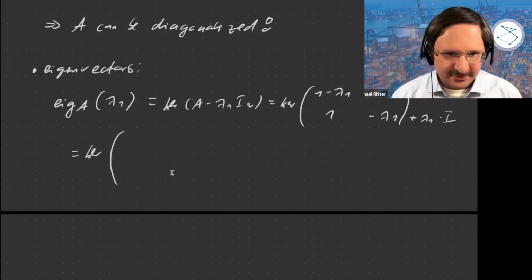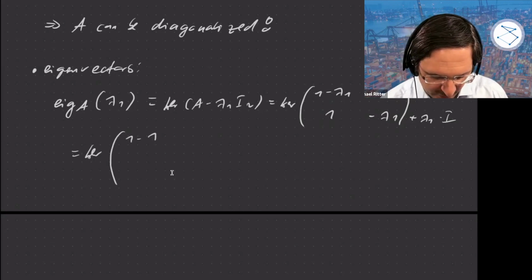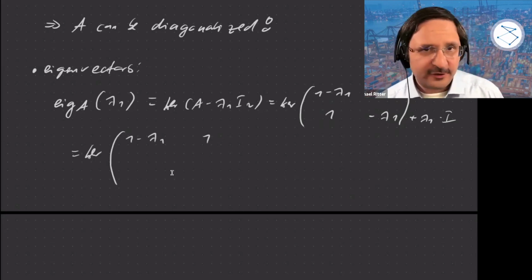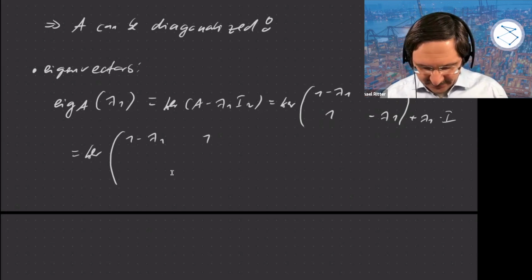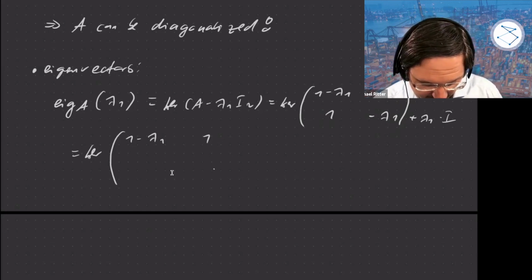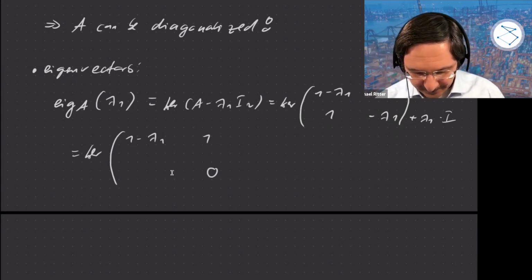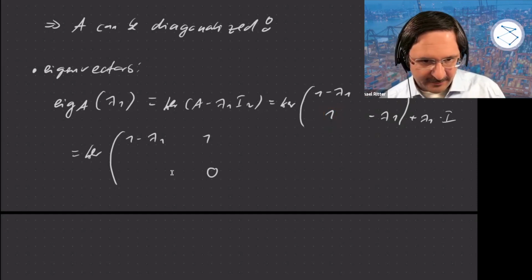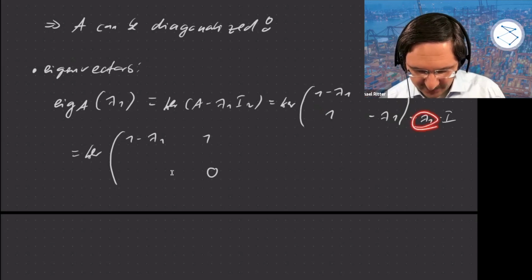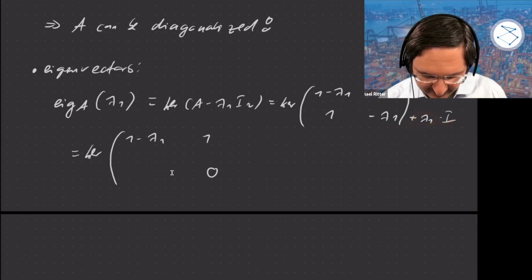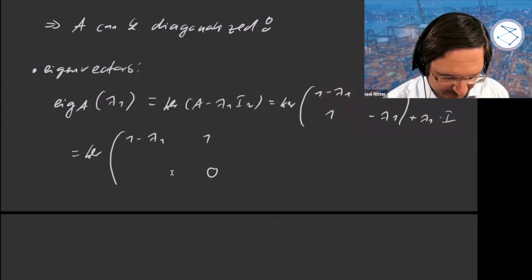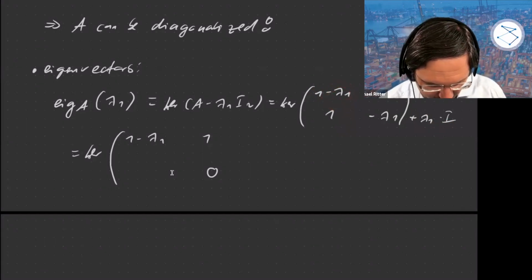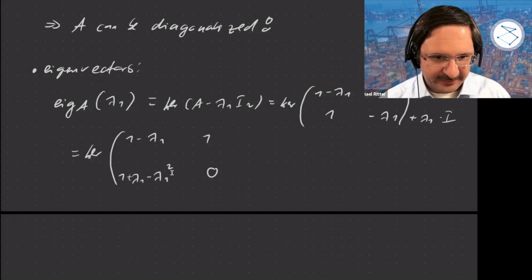So that yields the kernel of 1 minus lambda1 and 1. First row is not altered. For the second row, I get 0 here. That's what I wanted. And I get a 1. Now, if I look at this, lambda1 times the first row, I'll have plus lambda1 minus lambda1 squared here. So that's 1 plus lambda1 minus lambda1 squared.